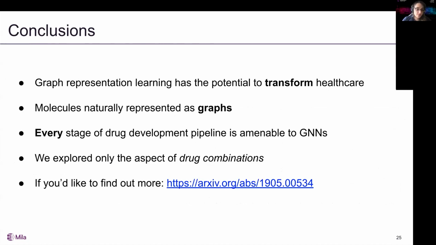Some conclusions from what we've been talking about. Graph representation learning has the potential to transform healthcare, and molecules are naturally represented as graphs because, as we've seen, there's a simple mapping we can do without discarding information. Every stage of the drug development pipeline is amenable to GNNs. We also explored only the aspect of drug combinations. If you'd like to find out more, there's this arXiv link.